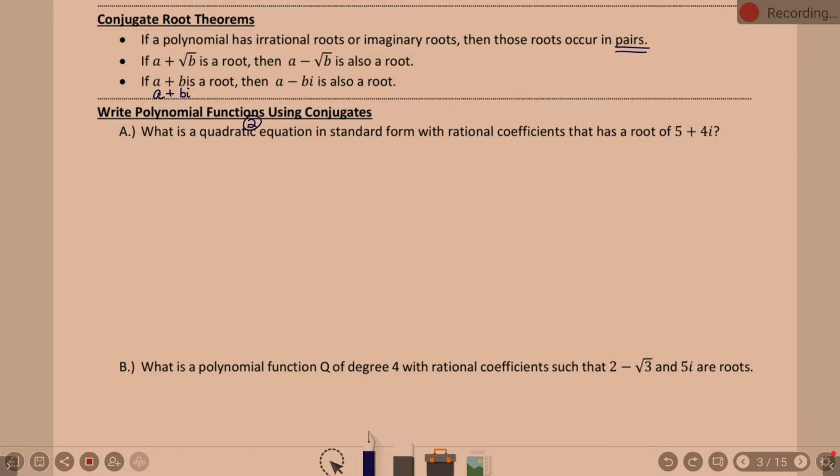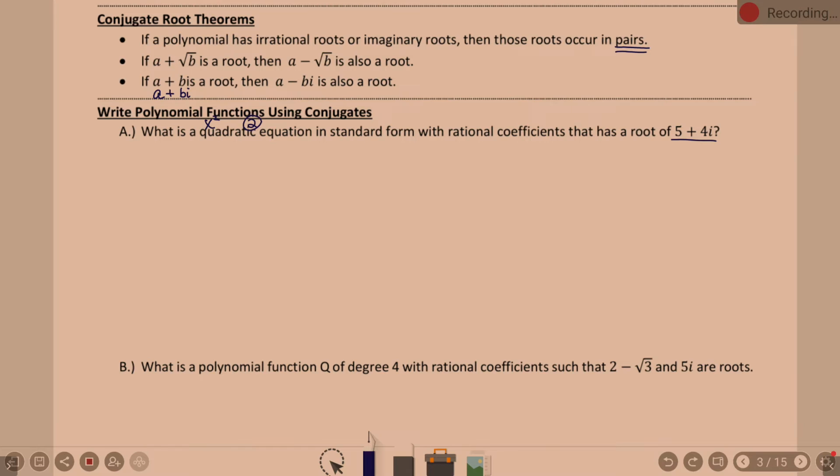Quadratic means we're going to have x to the second, in standard form with rational coefficients, that has a root of 5 plus 4i. Now, quadratic, we just talked about, means x squared. So how many solutions does this problem have? 2. How many did they provide me? 1.